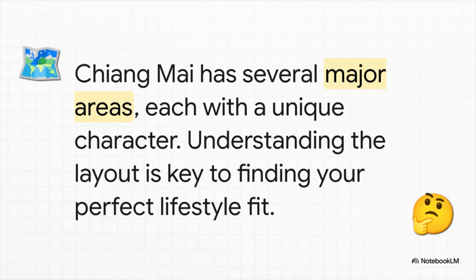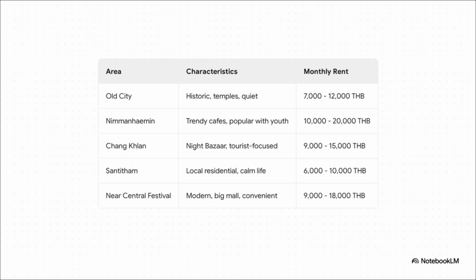Each one has a totally different personality, and figuring out which one matches your lifestyle is the key to being happy here. This table really lays it all out. Are you looking for that quiet, historic vibe with beautiful temples right outside your door? Then the old city is your spot, and it's surprisingly affordable. Or maybe you want a super trendy, high-energy scene with the best coffee shops and boutiques? Well, that's Notebooklm for you, but you'll definitely pay a bit more to live there.